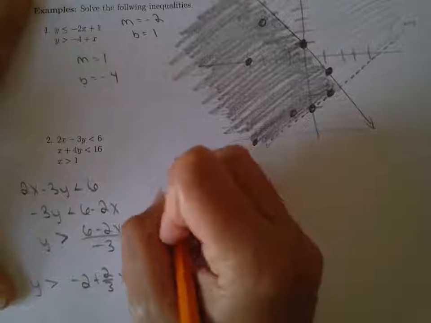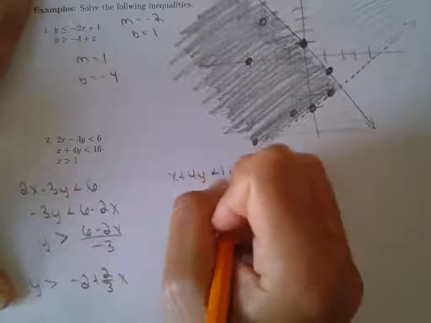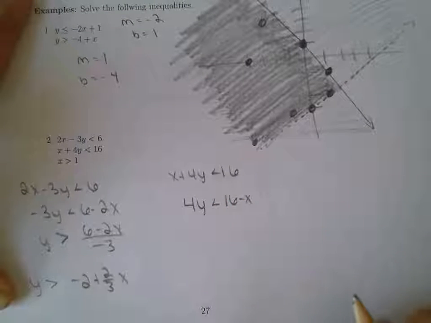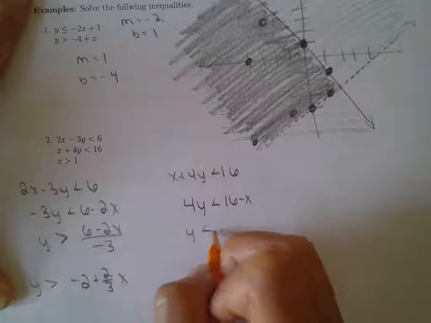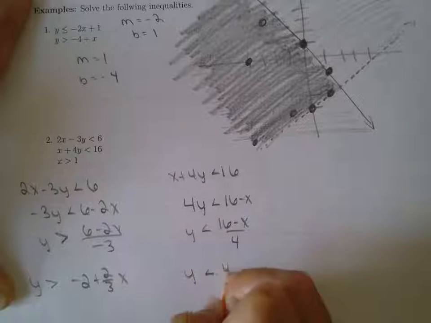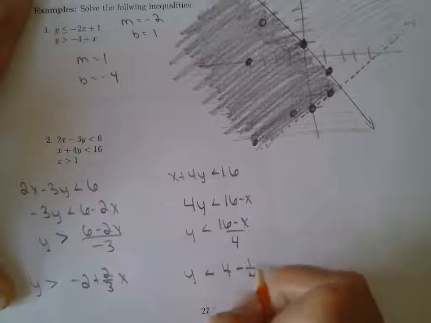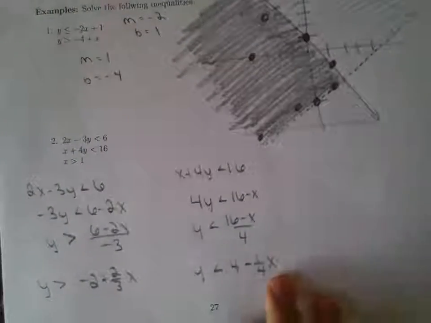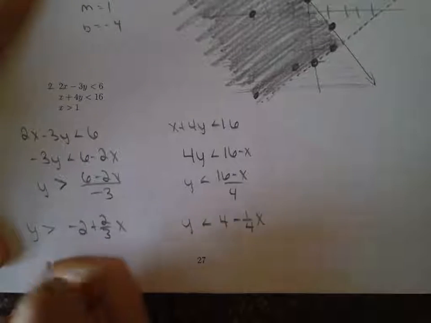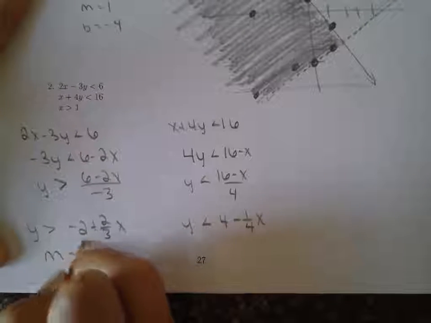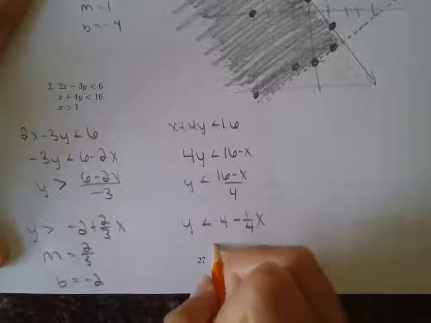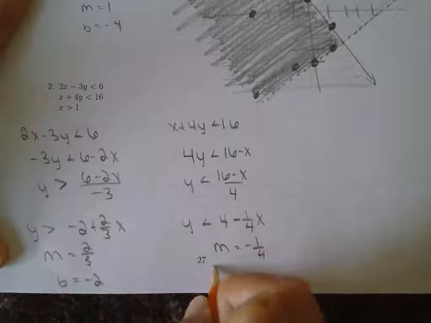Okay, the second equation, x plus 4y is less than 16. We have 4y is less than 16 minus x. Divided by 4, y is less than 16 minus x over 4. So y is less than 4 minus 1/4 x. Okay, this last one you don't have a y, which we'll go over what that means in a second. This first equation you have m is 2/3, b is -2. The second one you have m is -1/4, b is 4.